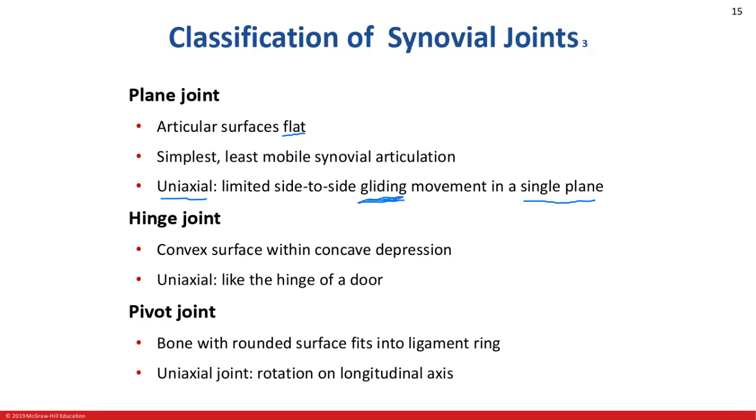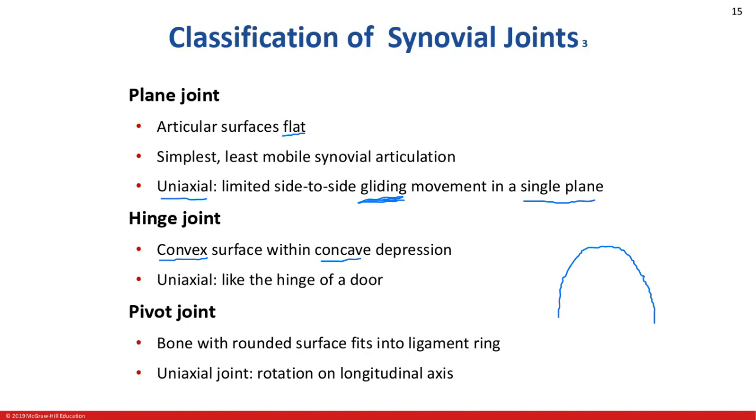That's a good one. Your knee, your elbow, hinge joints. Okay, like a door hinge, swinging open and close. So in the hinge joint, we're dealing with a convex surface, and a convex surface is like a curved surface like this, within a concave depression.